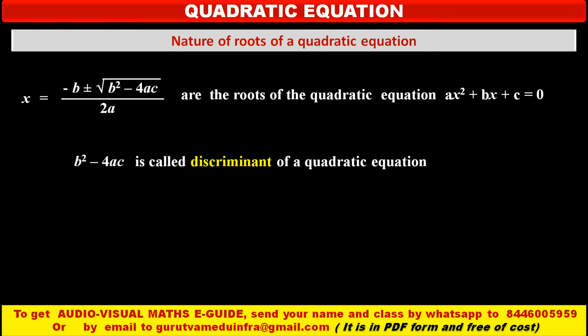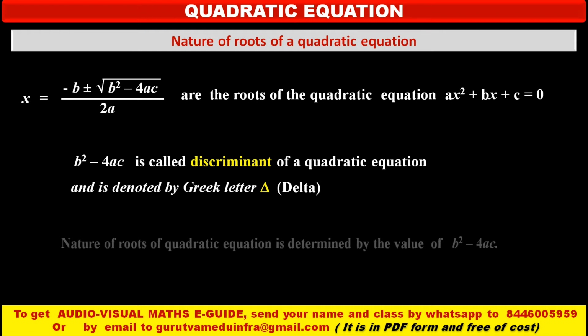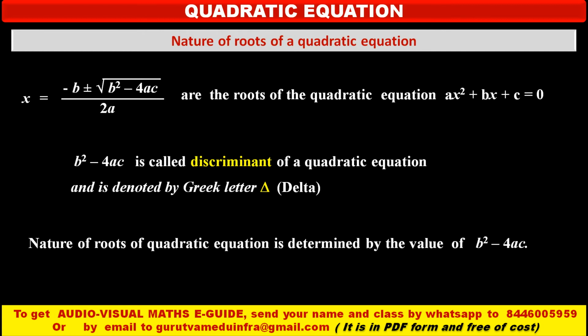In this case, b square minus 4ac is called the discriminant of a quadratic equation and is denoted by the Greek letter delta. It is the triangular symbol delta. By using this discriminant b square minus 4ac, we can determine the nature of roots of the given quadratic equation. The nature of roots is determined by the value of b square minus 4ac. Let's see how.